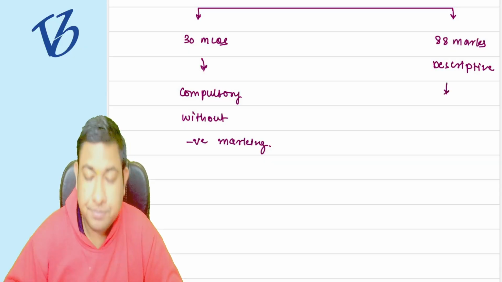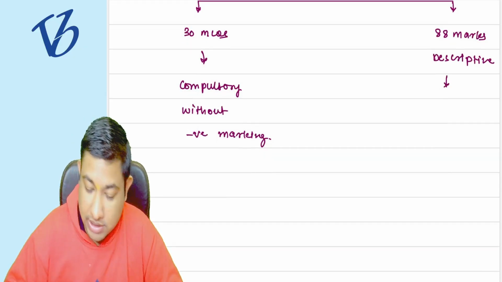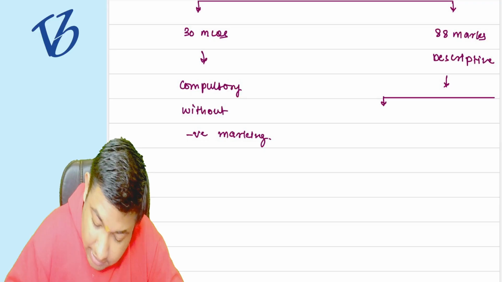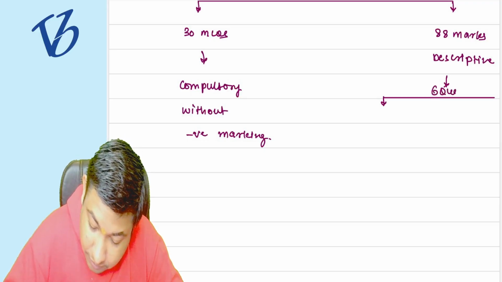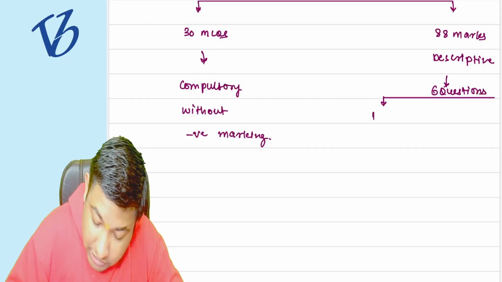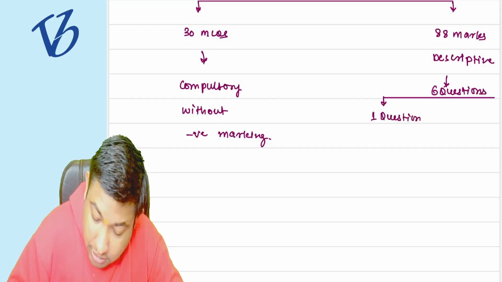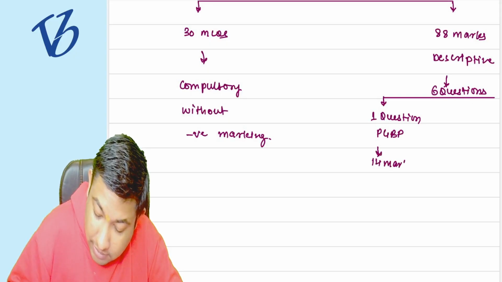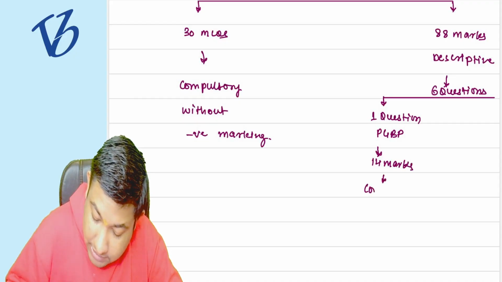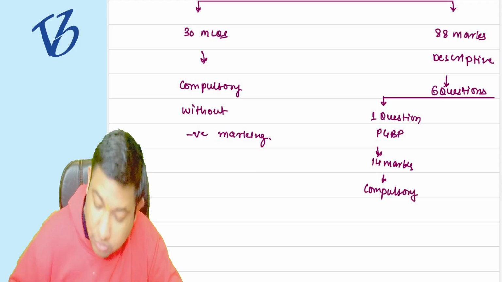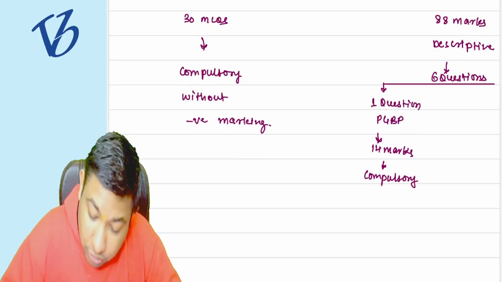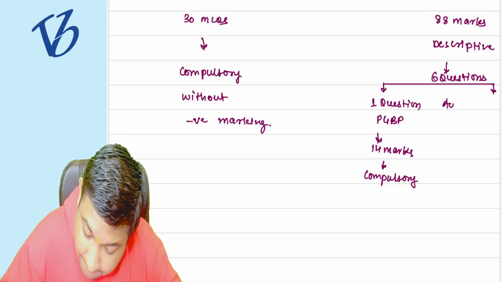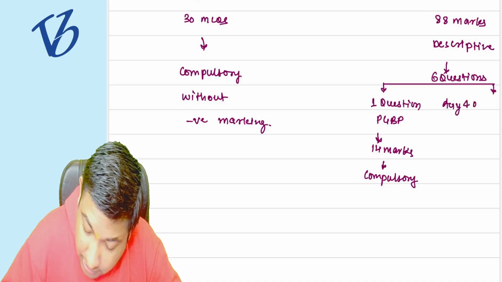Out of the 88 marks of the descriptive part, you will get six questions. The first question will usually be of PGBP, and it will be of 14 marks, and it will be compulsory, that you need to attempt this particular question. Out of the balance 5 questions, you have to attempt any four out of 5.